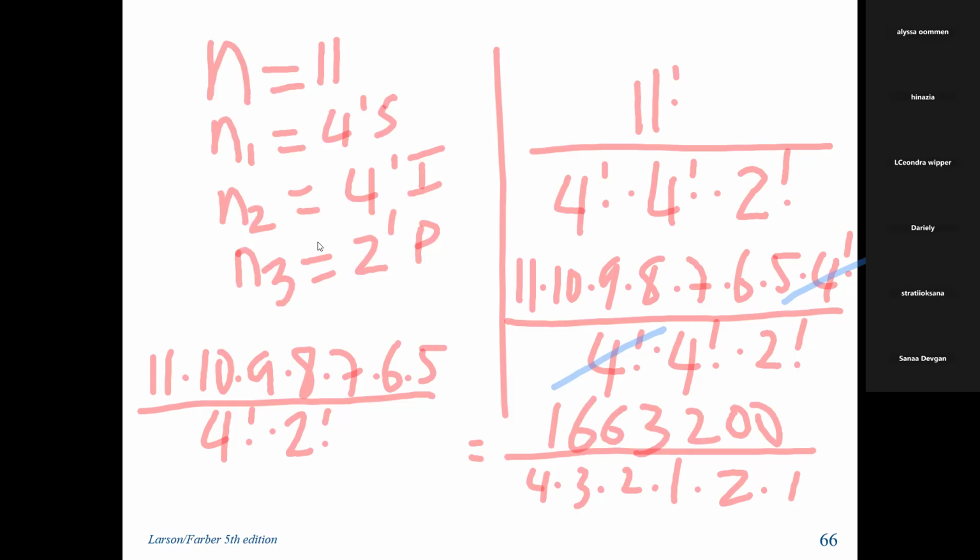Divided by 48. So then she'll give you 34,650. Okay, 34,650 different ways you can arrange the word Mississippi. Got it? Okay. Mississippi.